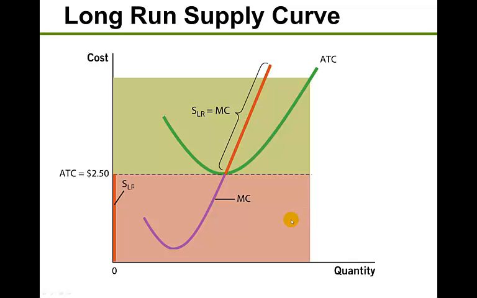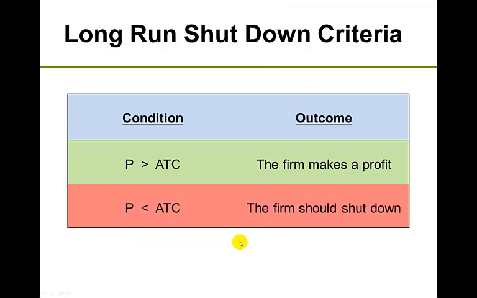And it can do this because in the long run, all costs are variable. In the long run, you can completely shut down, sell everything, go do something else if you want to. So in the long run, if price is greater than average total cost, the firm makes a profit. If price is equal to average total cost, the firm just breaks even. If price is less than average total cost, then the firm should shut down and go do something else.